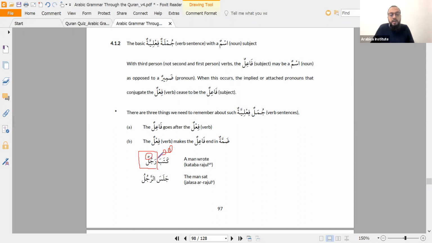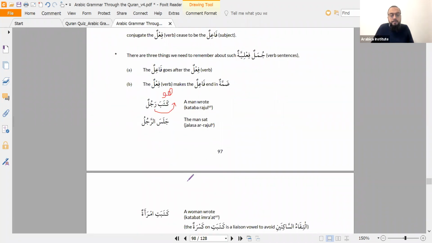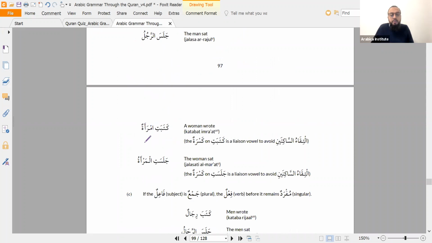So you say kataba rajulun, and of course, if you took the rajulun and put him here, if you say rajulun kataba or ar-rajulu kataba, then you'll of course have a noun sentence. Same here, jalasa ar-rajulu, the man sat. The ar-rajulu is the fā'il. كتبت امرأة. Imra'atun is a woman. And notice katabat has become katabati. This kasra is a liaison vowel, which we apply to katabat when it's followed by hamzatul waṣl.